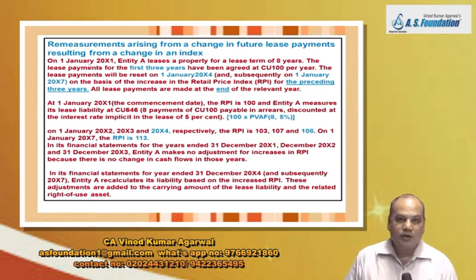On 1st January 20x1, entity A leases a property for a lease term of 8 years. So what is the original term? 8 years. The lease payment for the first 3 years has been agreed at currency unit 100 rupees per year.